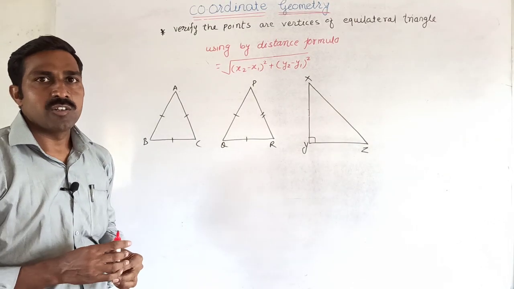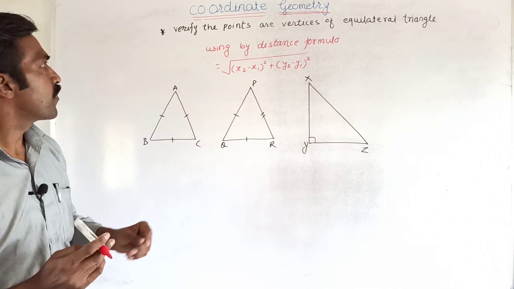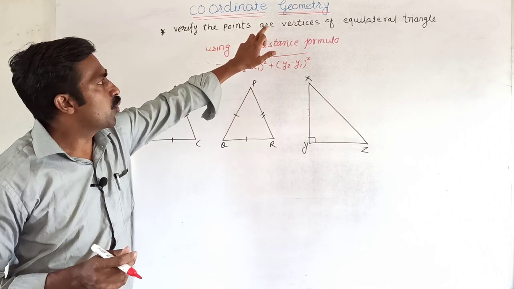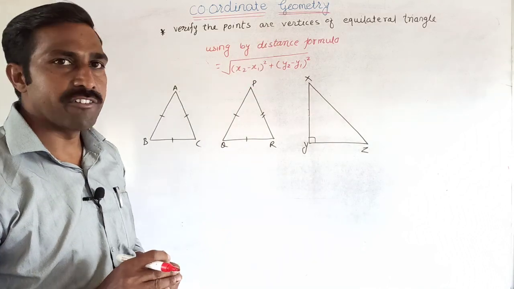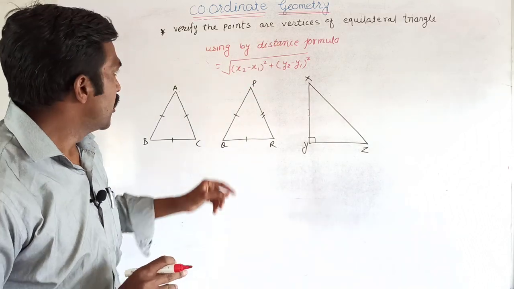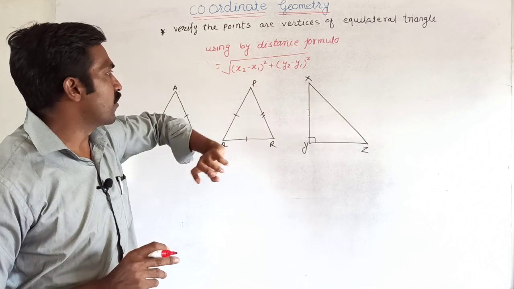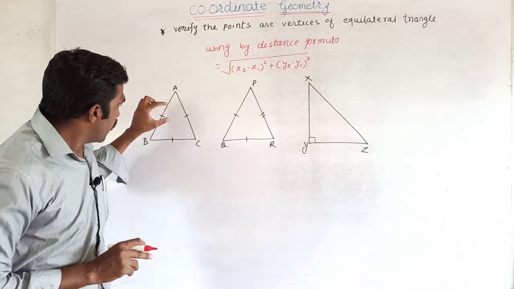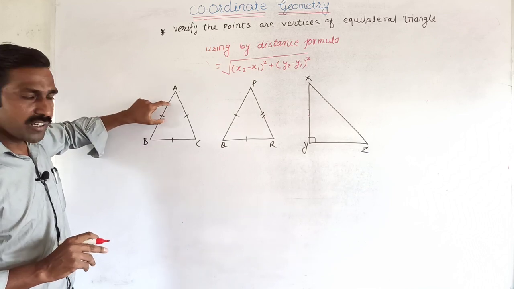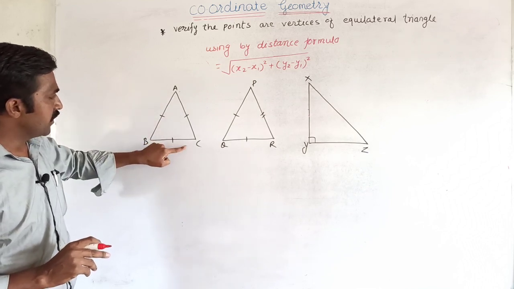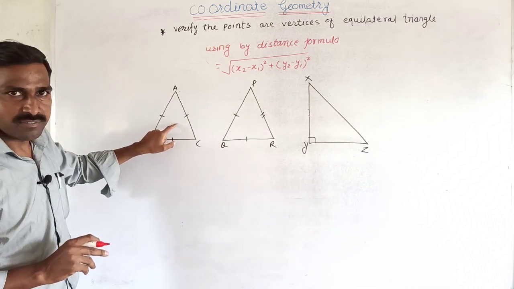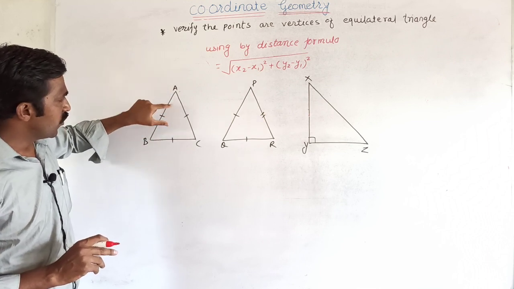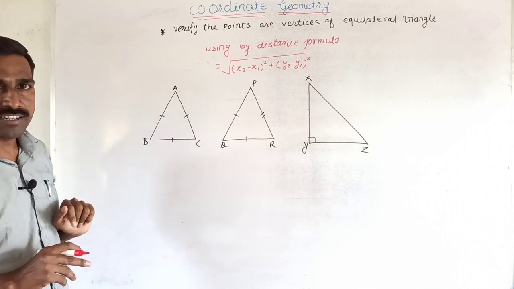Dear student, we start our next point of this chapter. Verify the points are vertices of an equilateral triangle by using the distance formula. You know very well the distance formula. For example, in that figure, ABC is a triangle. A, B, C are the vertices of an equilateral triangle.